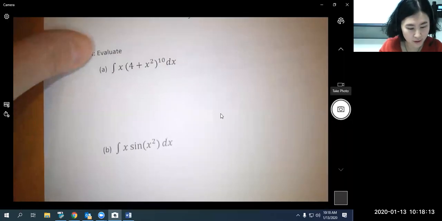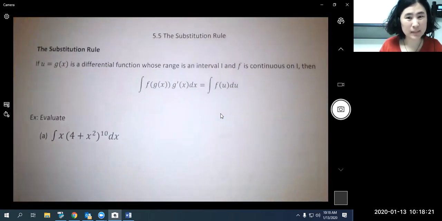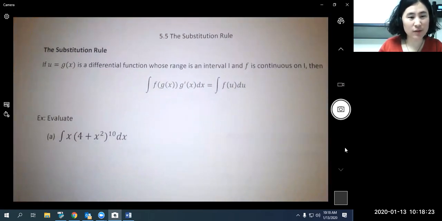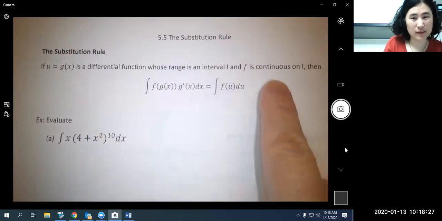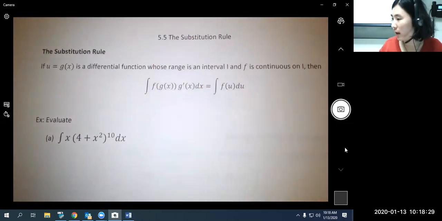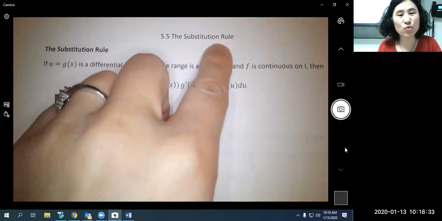And now we are going to look at section 5.5, okay? So after today's class, we're supposed to finish learning section 5.5, okay? Can you guys see the screen, everyone? I just want to test it out. You guys can see the screen, right? Okay, all right. So section 5.5, the substitution rule, okay?